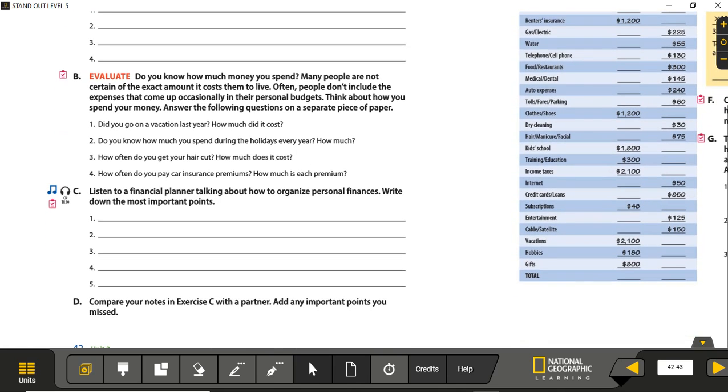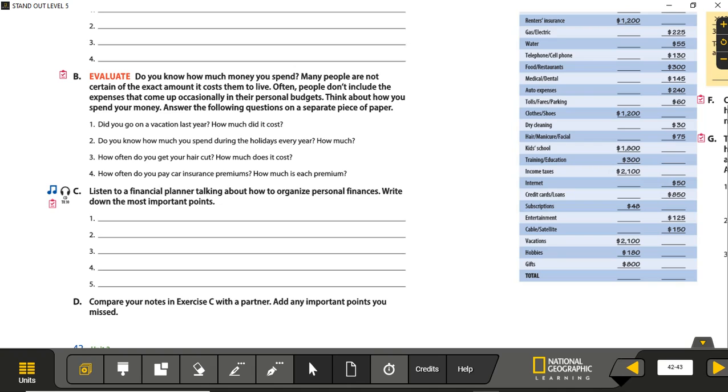Do you know how much money you spend? Many people are not certain of the exact amount it costs them to live. Often, people don't include the expenses that come up occasionally in their personal budgets. Think about how you spend your money. Answer the following questions on a separate piece of paper. So pause the video, look at these questions, and answer them. So answer these questions, okay? And then when you're done answering them, we'll go through them.